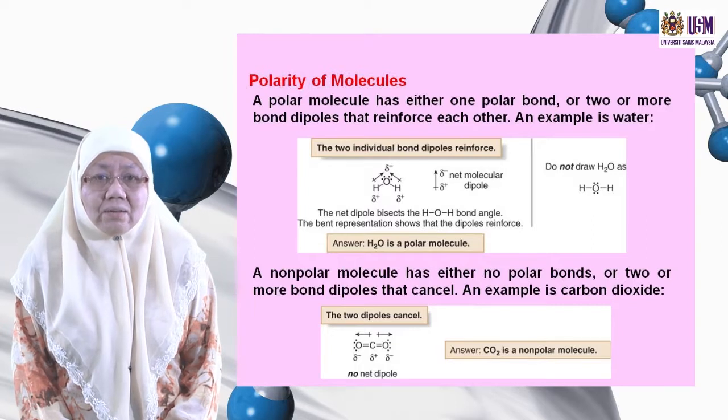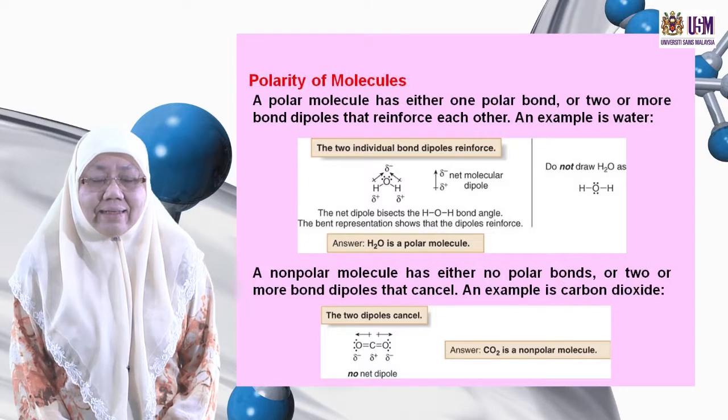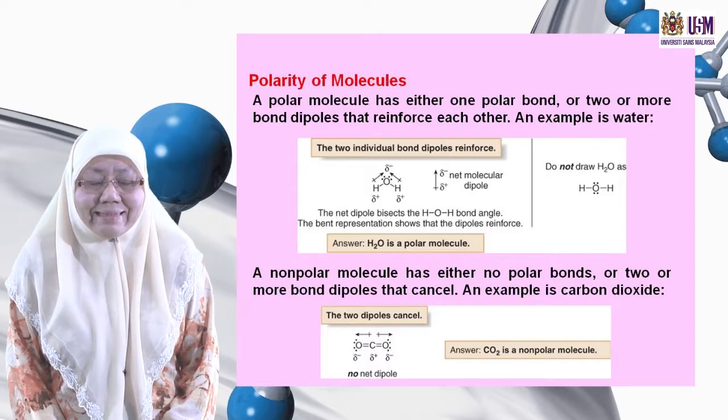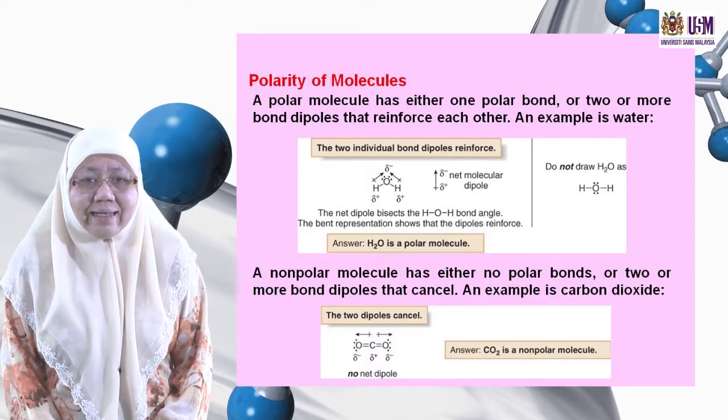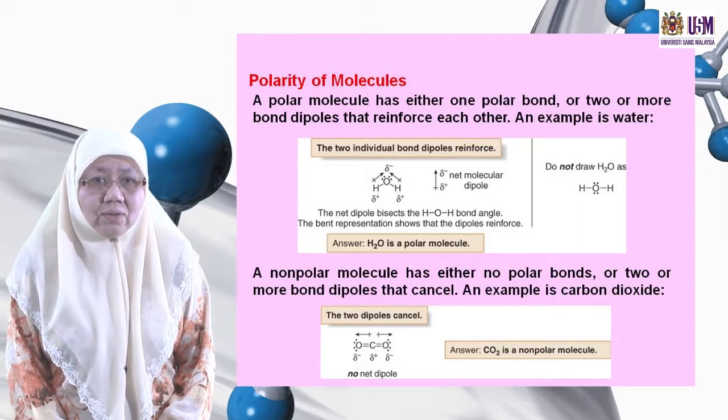A non-polar molecule has either no polar bonds or two or more bond dipoles that cancel each other. An example is carbon dioxide. The two dipoles between the carbon and oxygen are in opposite directions, so they just cancel each other, and carbon dioxide is a non-polar molecule.